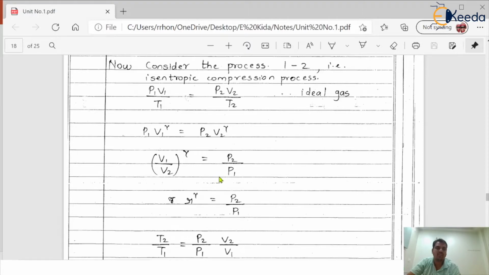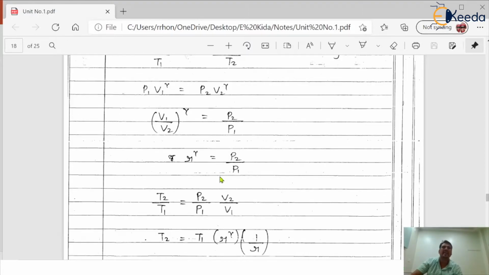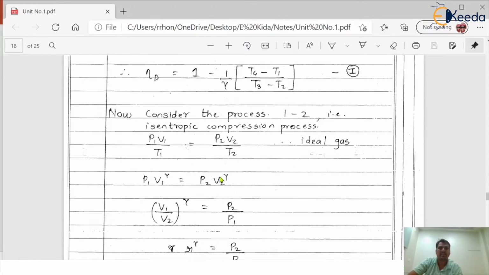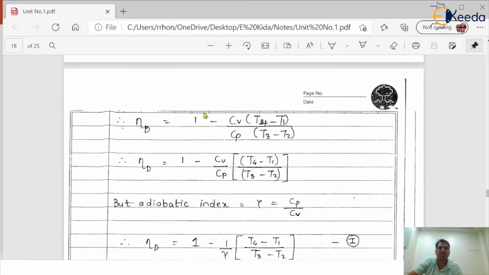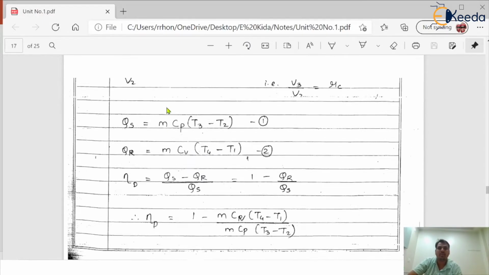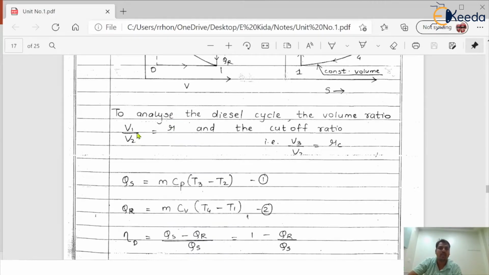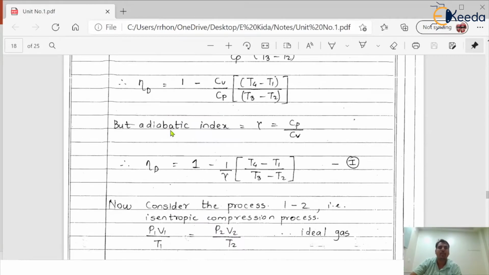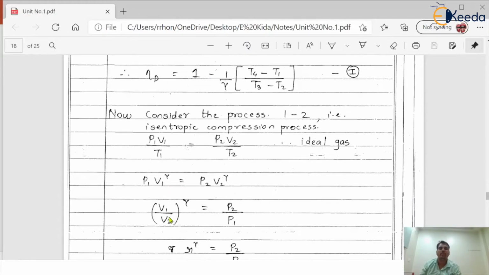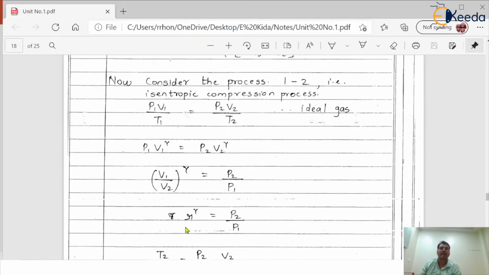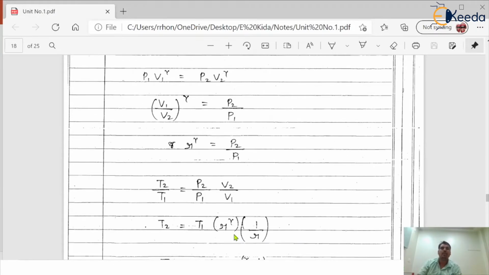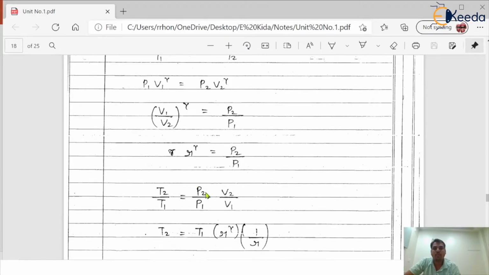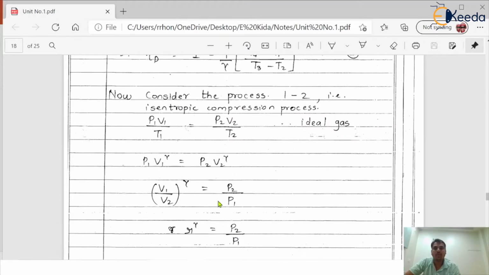Just rearrange the terms. As we discussed, V1 by V2 is nothing but the compression ratio. We already wrote V1 by V2 is equal to r, so replace V1 by V2 with r. So we can write r raised to gamma is equal to P2 by P1. Similarly, the next one: T2 by T1 is equal to P2 by P1 into V2 by V1.